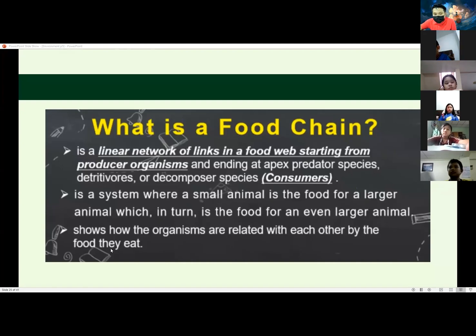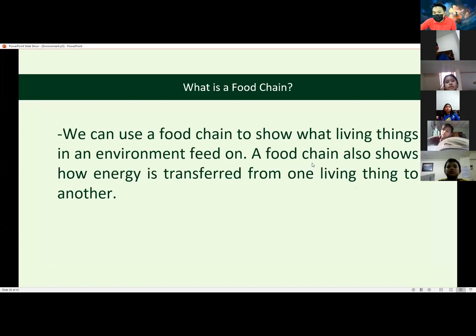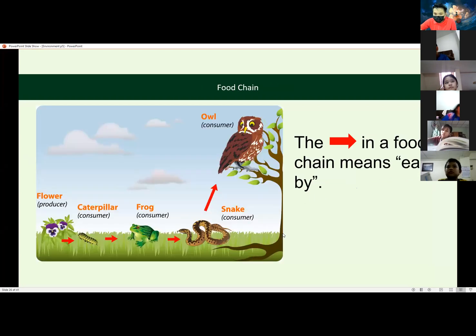So a food chain shows how the organisms are related to each other by the food that they eat. We can use a food chain to show what living things in an environment feed on. A food chain also shows how energy is transferred from one living thing to another. Just like this, the arrow in a food chain means "eaten by."